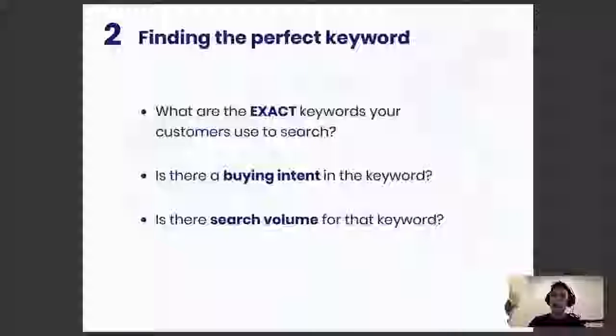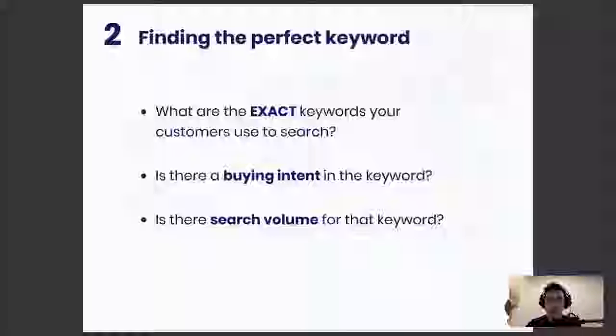Now, the number 2 thing, all right, after identifying what you want to rank for and what people are searching for, is to go into the second one, which is finding that perfect keyword. All right. Now, these are 3 key points I'm going to show you today. The first one would be, what are your exact keywords that you want your users to search? And one is the buying intent in the keyword. Okay, is there a buying intent? I'll explain this in a while. And is there search volume for that keyword? I'll also show you how to do this in a while. All right, so these are three things you got to remember.